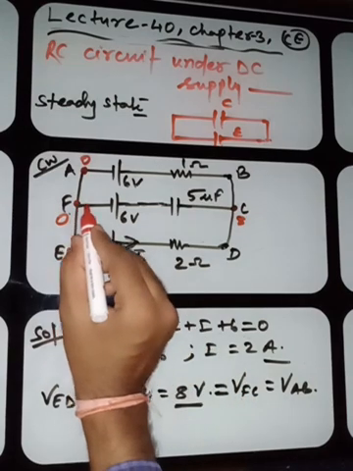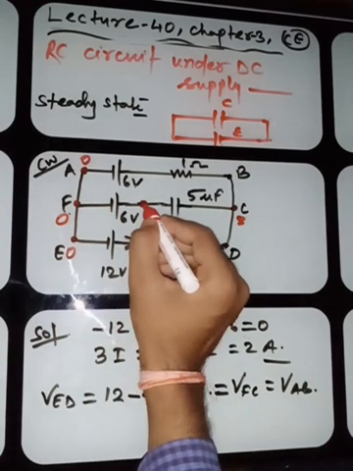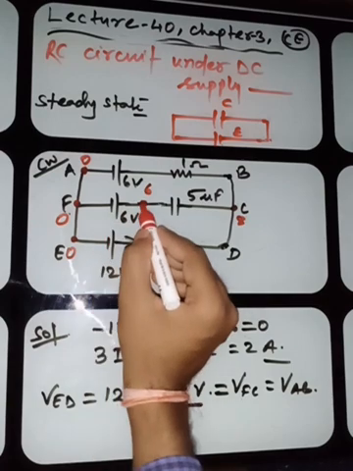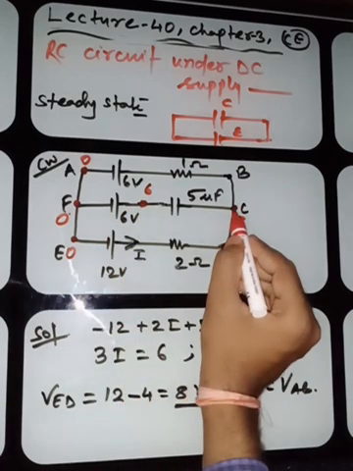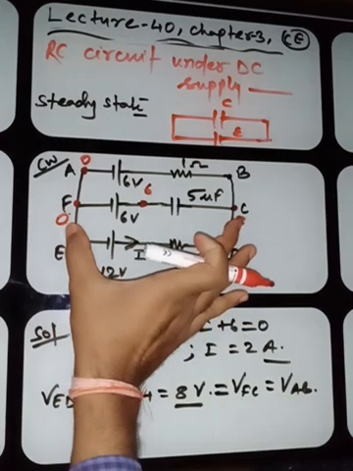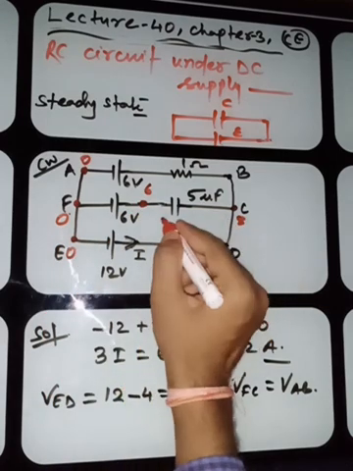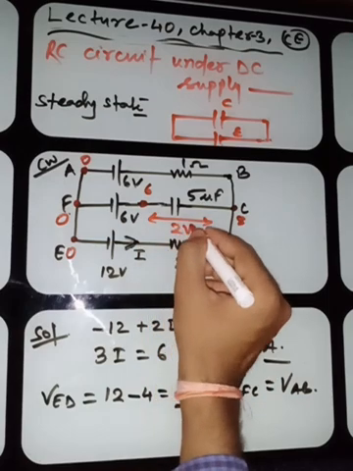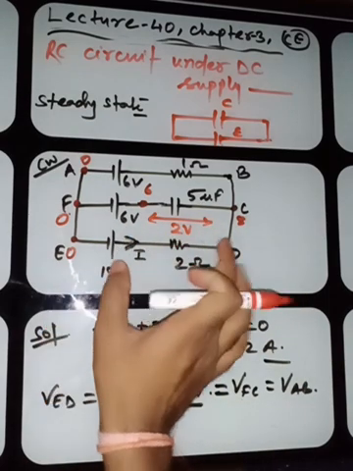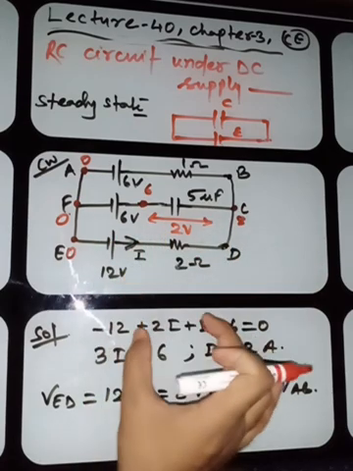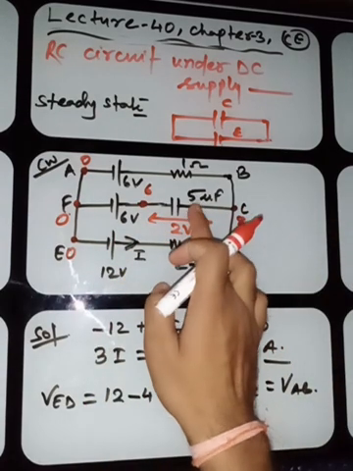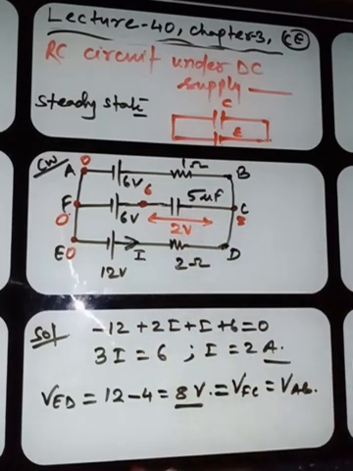Now move. If it is 0, what will be the potential across here? It is 6. You can see it is 6 volt. So here the 6. But here the 8 volt. It means if it is total 8 volt and it is 6 volt, how much potential will be here? Only 2 volt. Here the 6 volt and 2 volt, so we have the 8 volt. It means the capacitor has a potential of 2 volt.